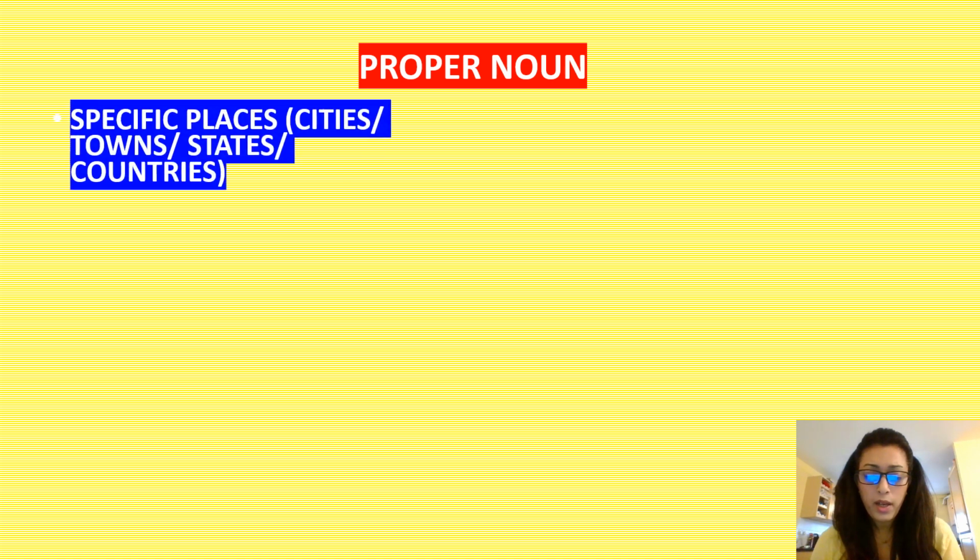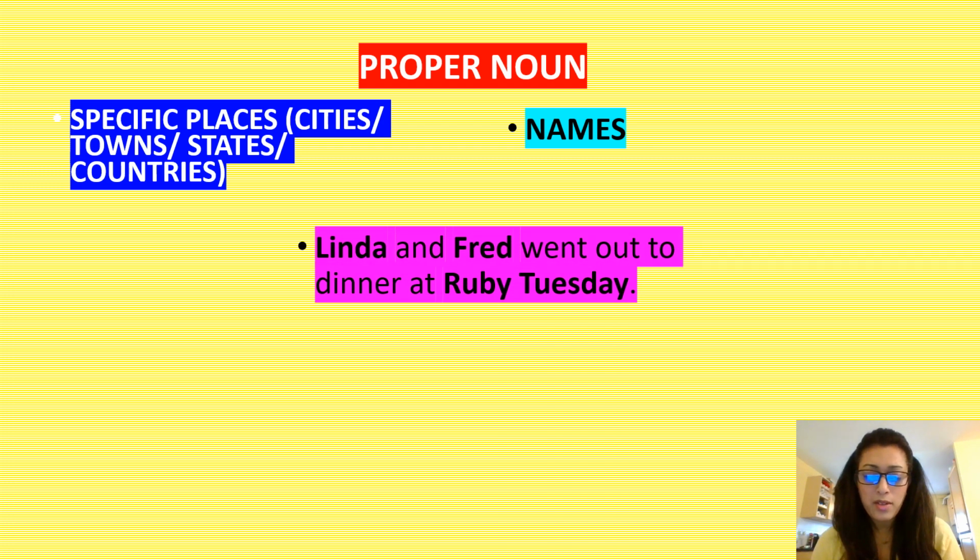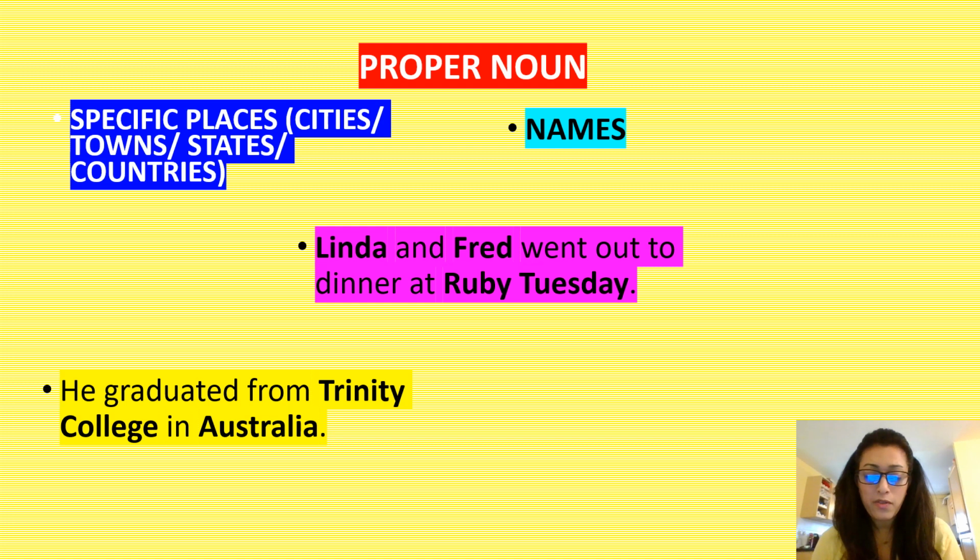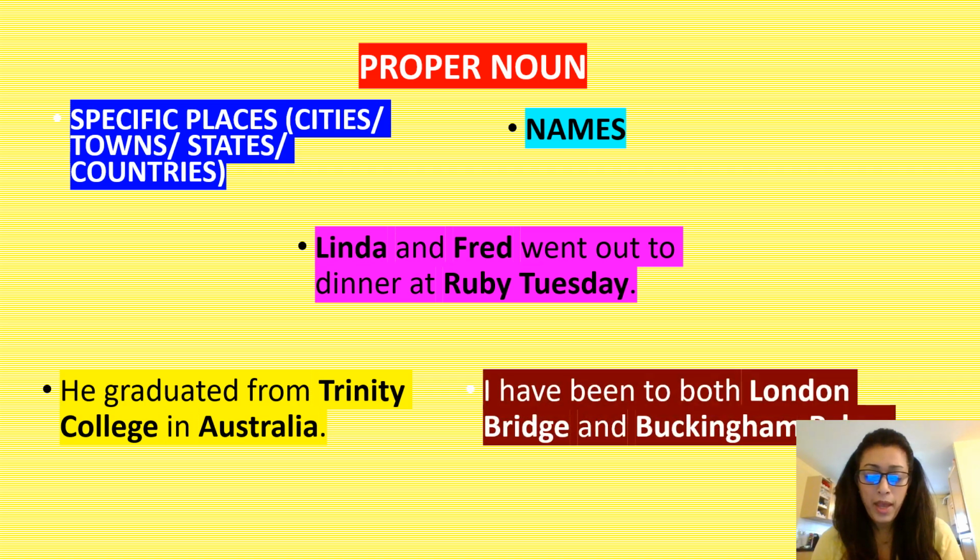Moving on to proper nouns. They are not general references; instead they name specific nouns. For example, the word state is a common noun, however the names of specific states will be proper nouns, and so are the names of people and places. Let's take a look here.